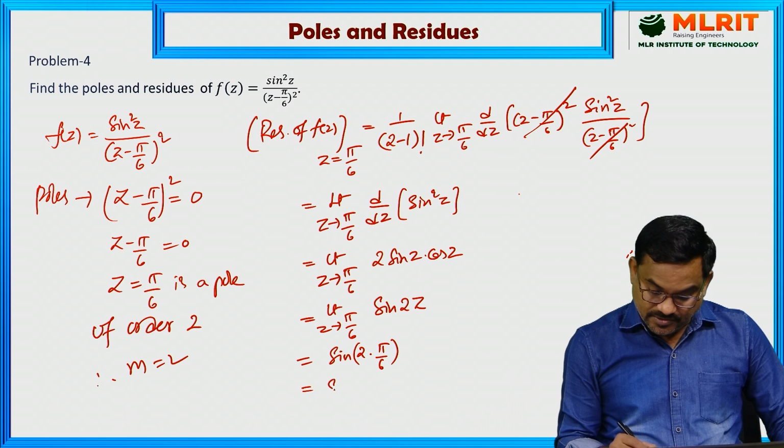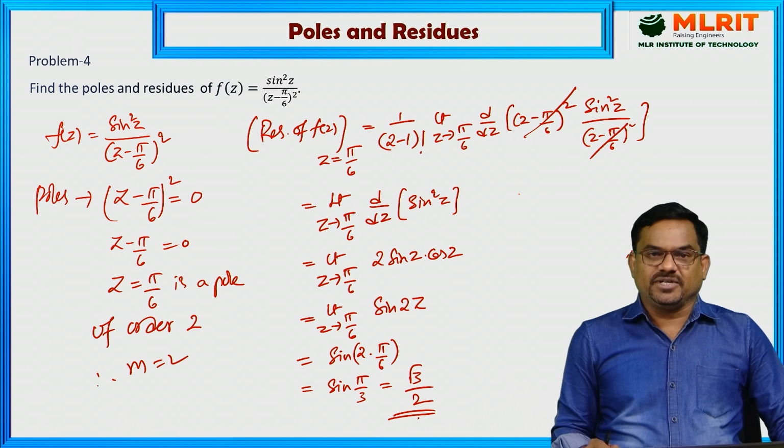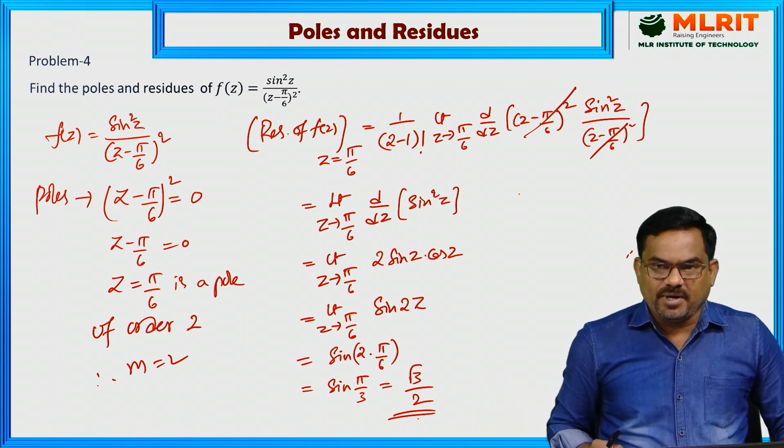So sin pi by 3, which is root 3 by 2, is the residue of the given function at the pole z equal to pi by 6.